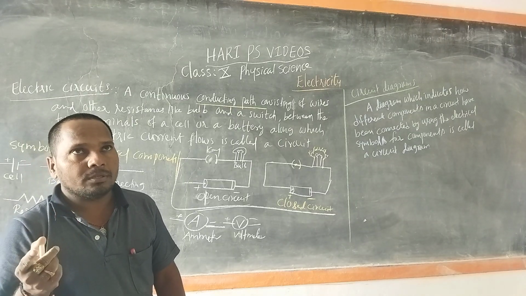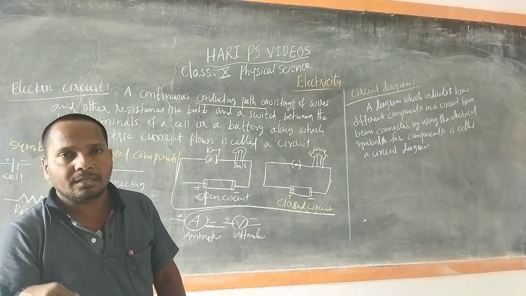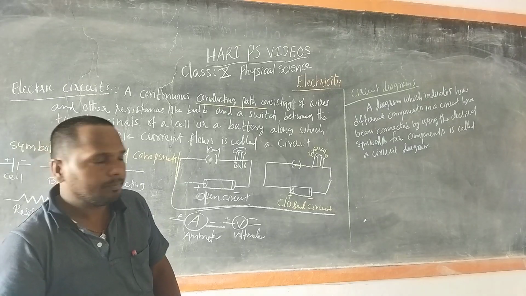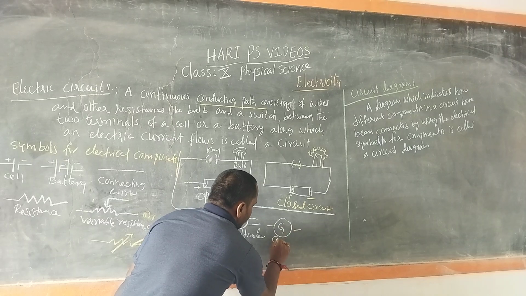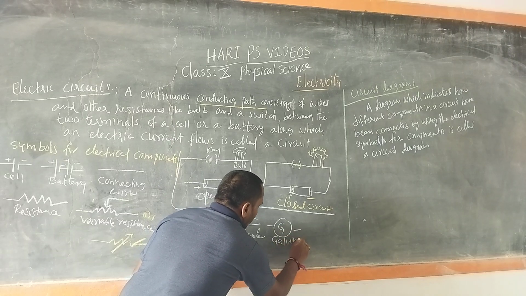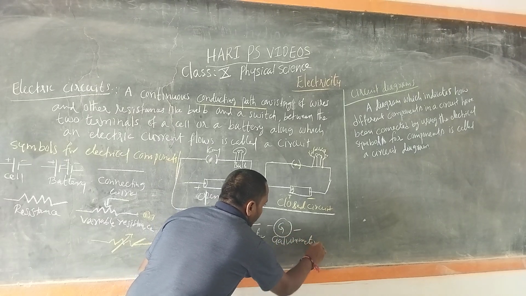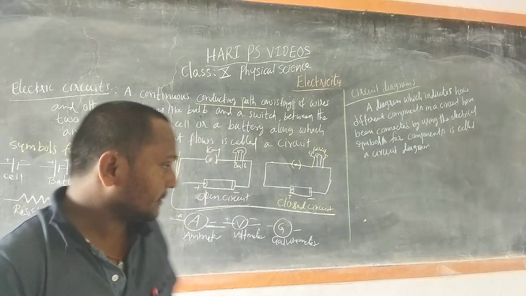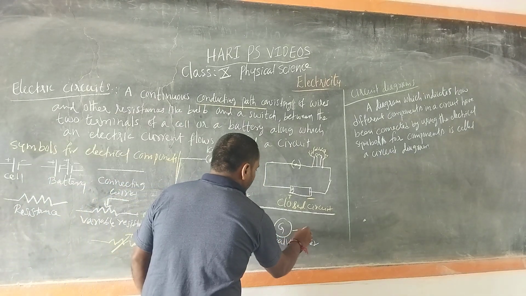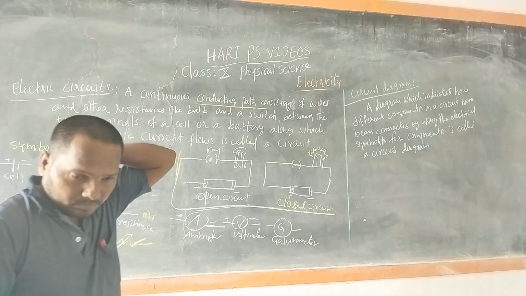You will learn about this device in higher studies or the next chapter in electromagnetism. So that is called galvanometer. It is a device which is used to determine the electric current.